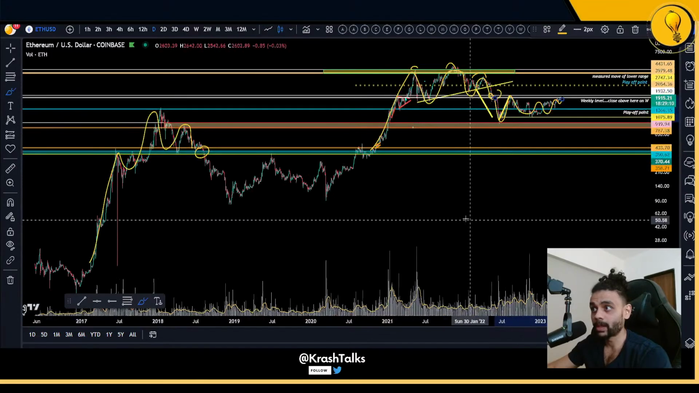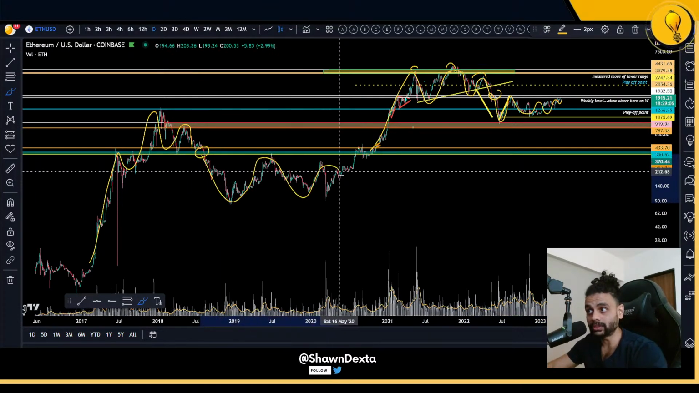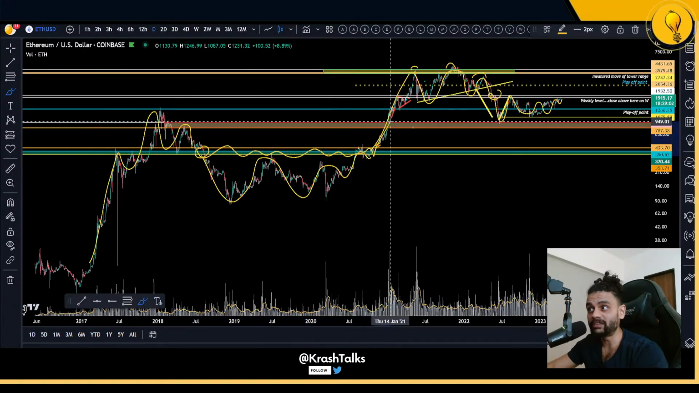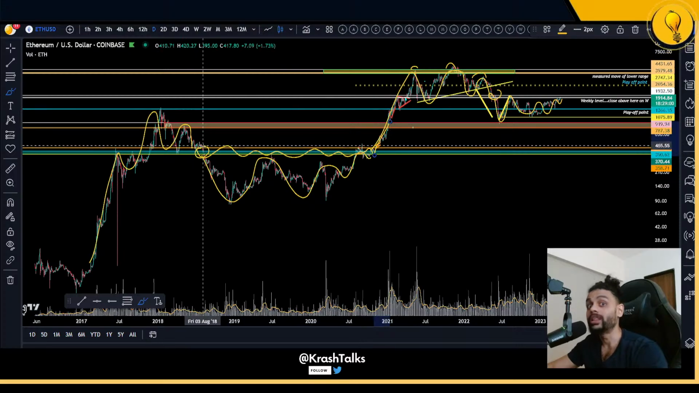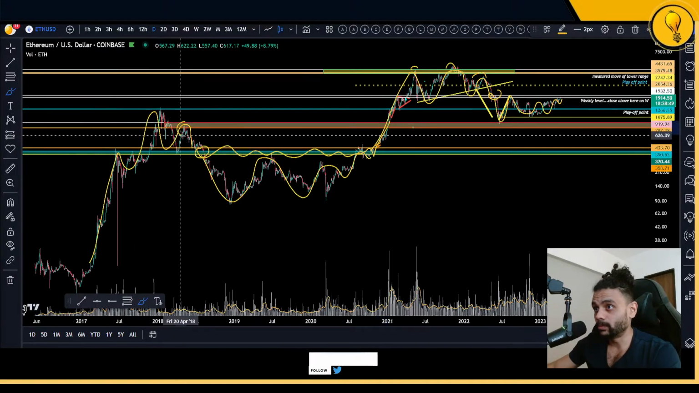Now remember, when we broke past the accumulation neckline last time around, see this blue neckline here? We moved really fast to the all-time high zone, right? The all-time high zone and the rejection inflection point zone that I've been teaching you guys when pertaining to Bitcoin as well. The inflection point for Ethereum was right over here, okay?